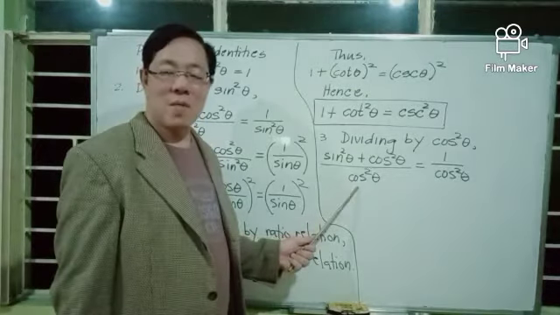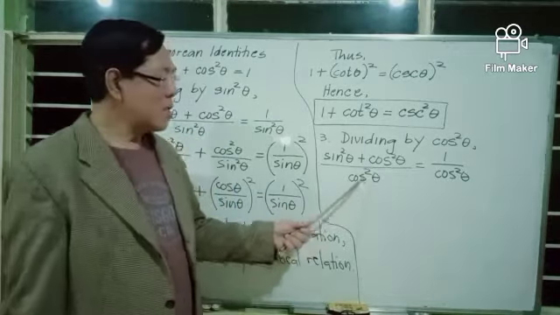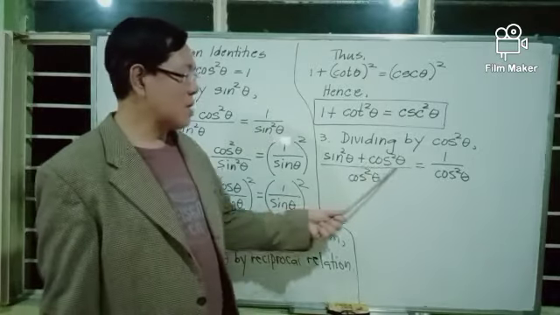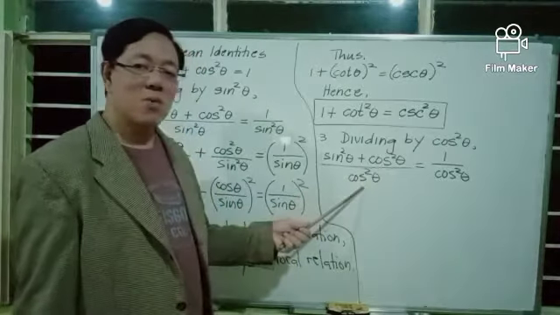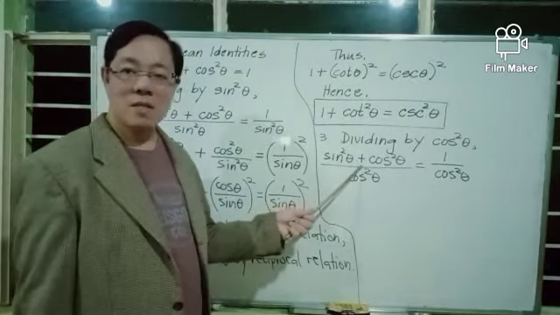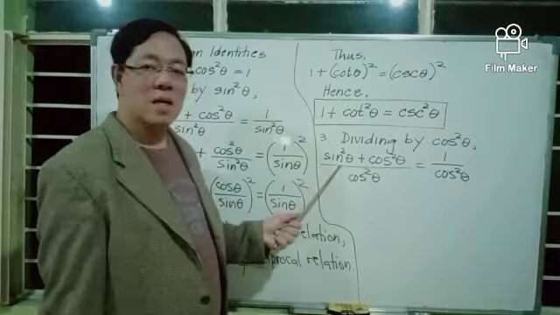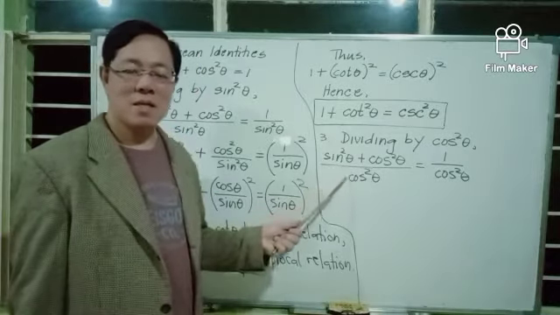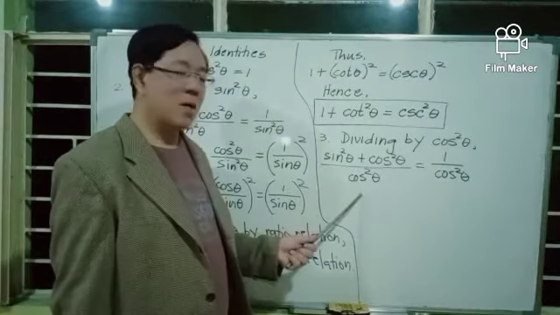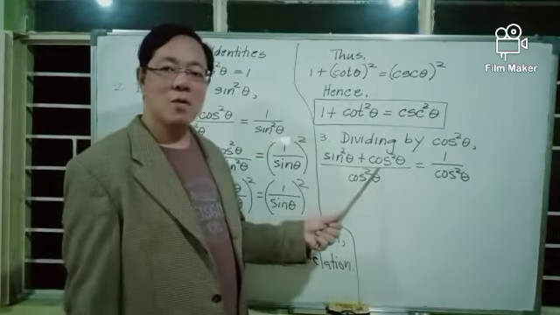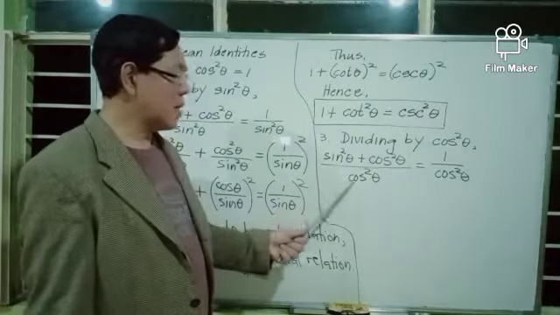Do not make the mistake of cancelling out cosine squared theta and cosine squared theta. You cannot do that because cosine squared theta is part of this sum in the numerator. If you cancel out cosine squared theta with cosine squared theta in the denominator, then the sum in the numerator would be lost. You will just simply get a single term sine squared theta, and that is not correct. So what you do, you divide each term in the numerator: sine squared theta divided by cosine squared theta, plus cosine squared theta divided by cosine squared theta. We do that, sine squared theta divided by cosine squared theta.